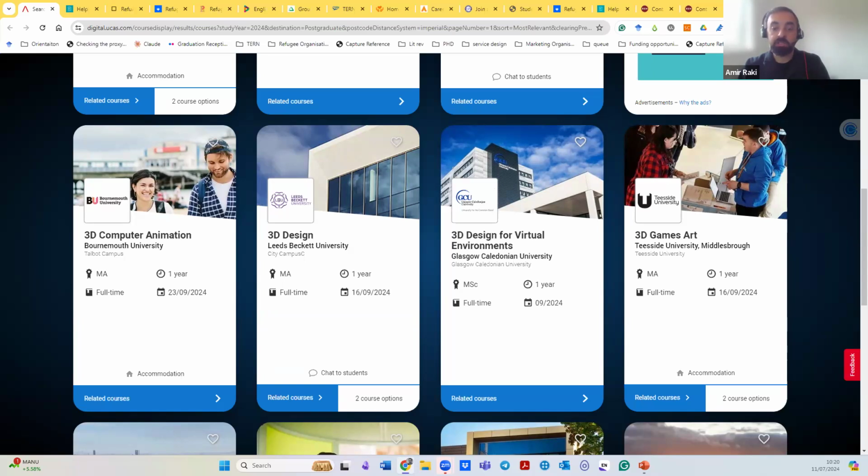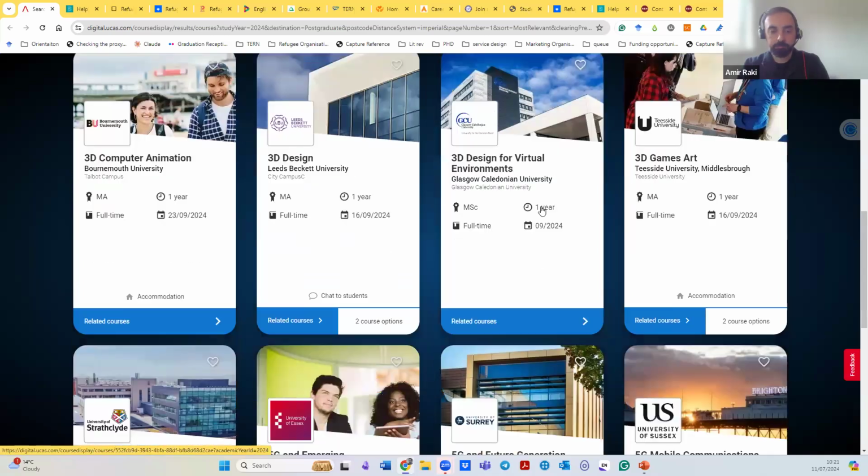Some of them are called MA, Master of Art. Some of them are called MSc, Master of Science. They are similar in terms of the value or the level of the degree. The only difference, as I said, is about the subject. Some subjects are titled Master of Art in some faculties and universities, others are Master of Science, but in terms of value, they are similar.